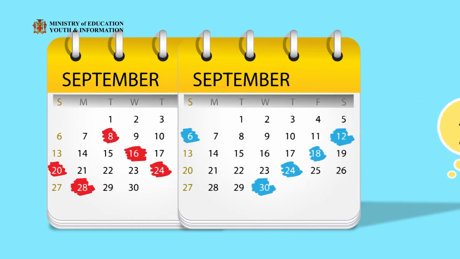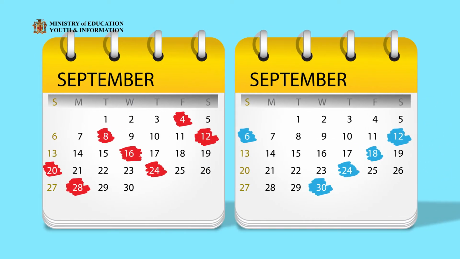Boys and girls, I want you to look closely at the numbers you colored and tell me what you observe. Great job! We have a similar number colored in red and blue. The numbers 12 and 24 were colored in red as multiples of 4, and the numbers 12 and 24 are also colored in blue as multiples of 6.